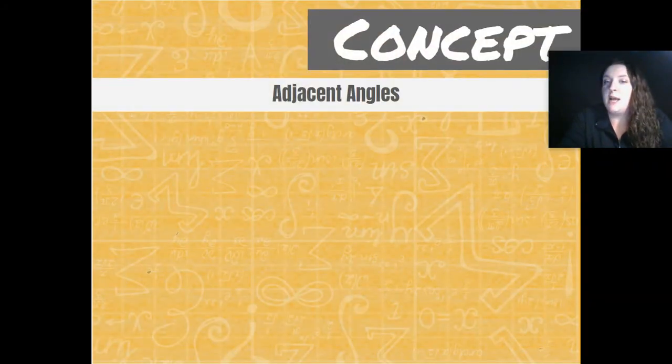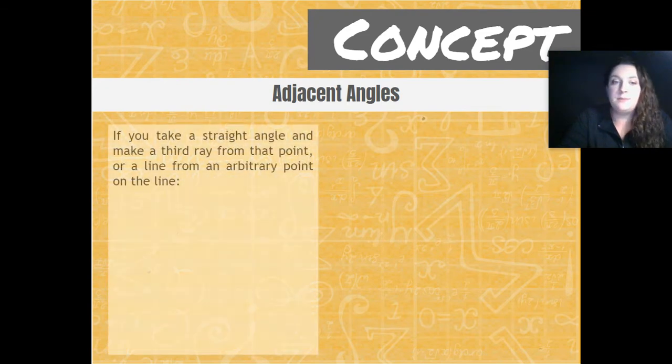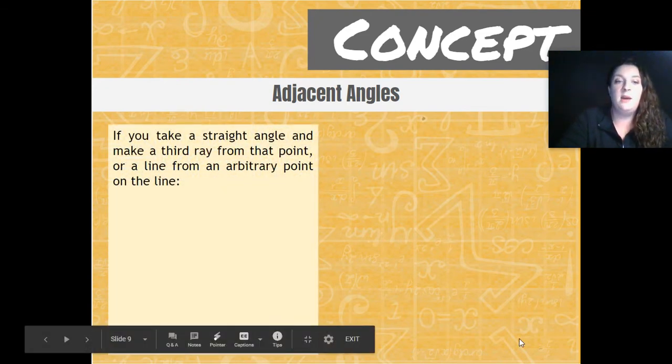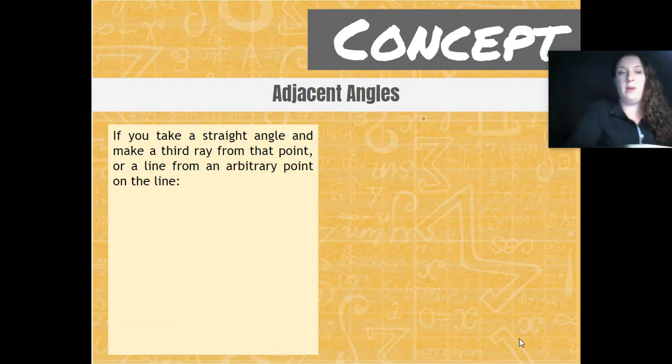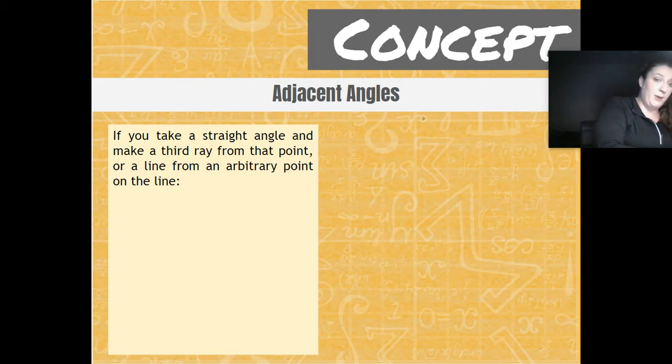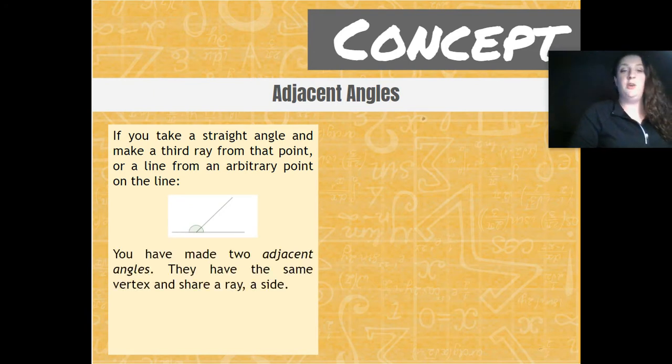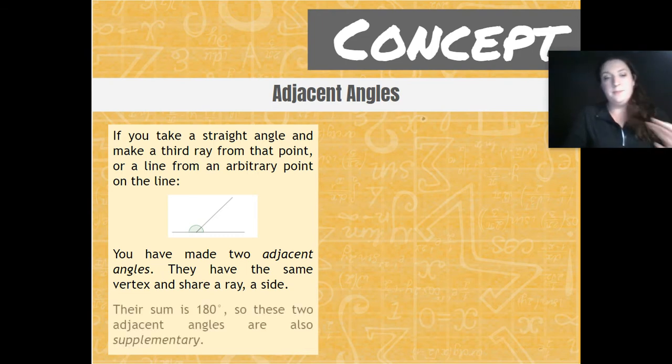So here's the first concept, adjacent angles. If you take a straight angle and make a third ray from an arbitrary point on the line, what's going to happen? You have now made 2 adjacent angles. They have the same vertex and share a ray and a side. Their sum is 180 degrees.